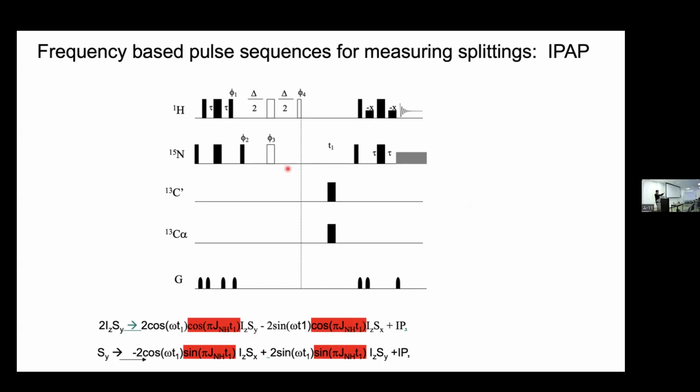So this is a cosine modulation, and that's what you would get for the standard INEPT. If you have IzSx and you then run your evolution, you'll get the cosine modulation. Then if you have this refocusing period here, you can get the sine pi JT evolution, and then add and subtract. Again, this could be something that we work out in detail with the product operator formulas.